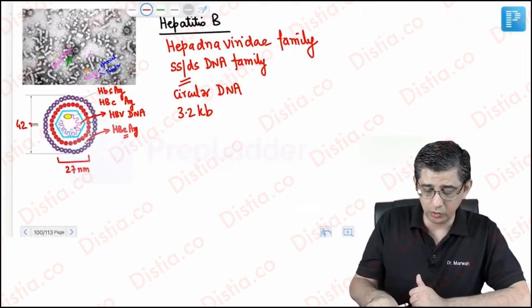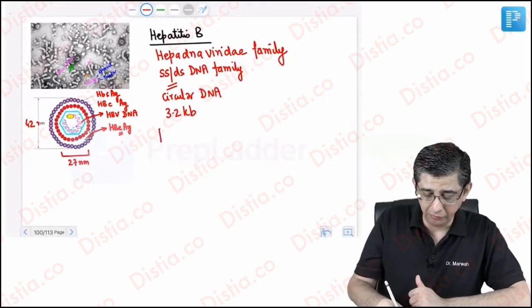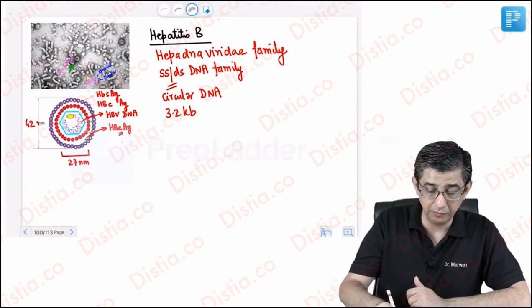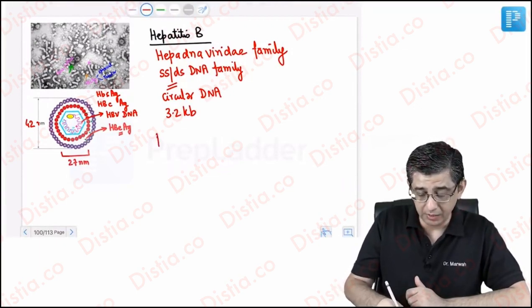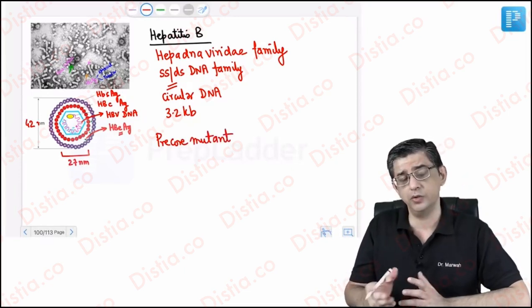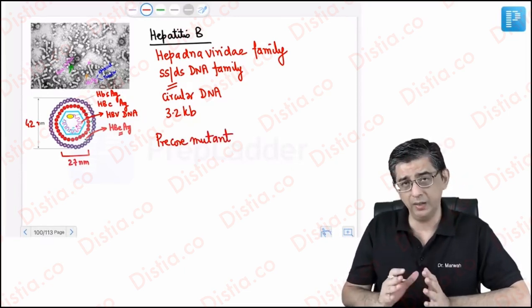At this junction, I also want to say that there are a couple of variants of this virus. Like we know COVID virus has lots of variants, Delta, Delta plus. Similarly, they love to ask regarding the pre-core mutant variant of this virus, and also regarding the escape mutant. So we take them one by one.